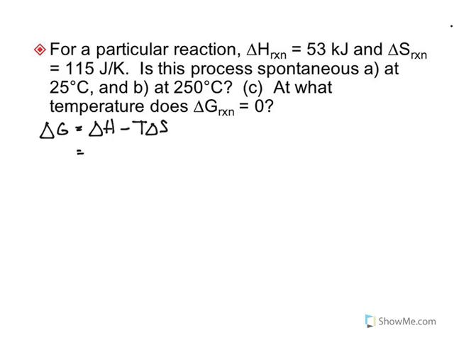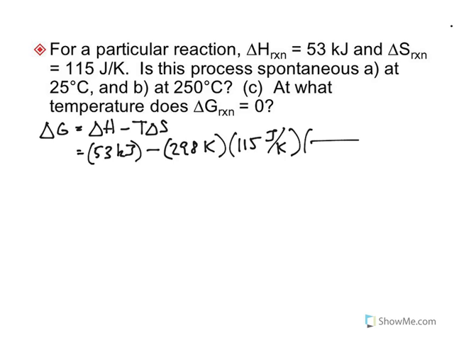So delta H here is given as 53 kilojoules. Temperature is 25 degrees Celsius, but that must be put into Kelvin. That's 298 degrees Kelvin. Delta S is 115 joules per Kelvin, but we need to change joules into kilojoules because this is in kilojoules.